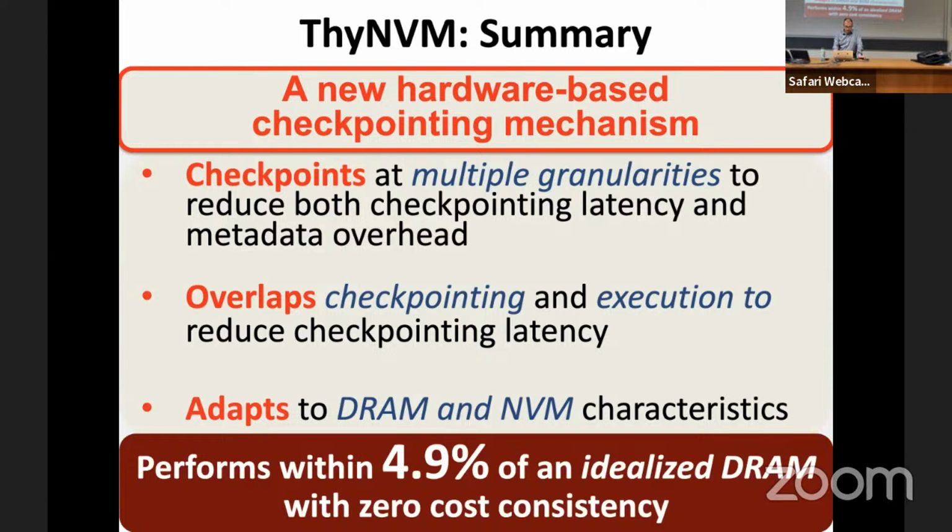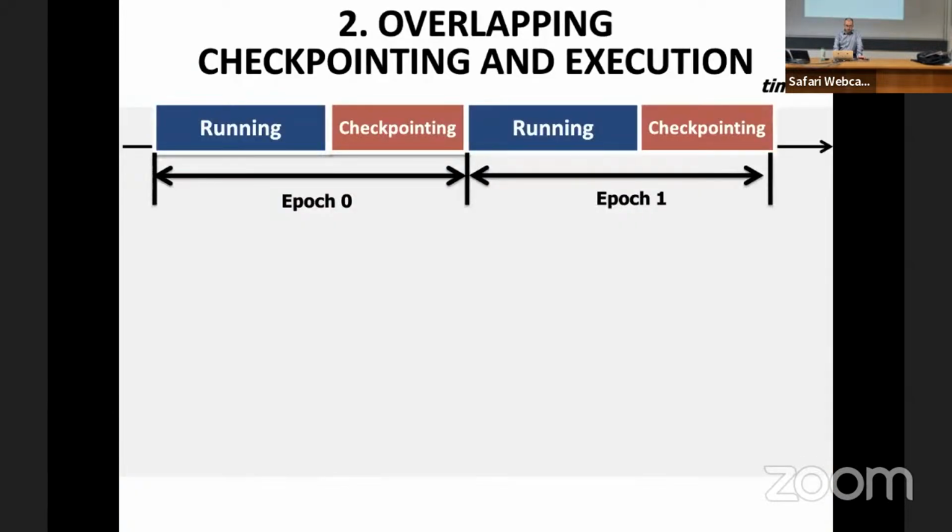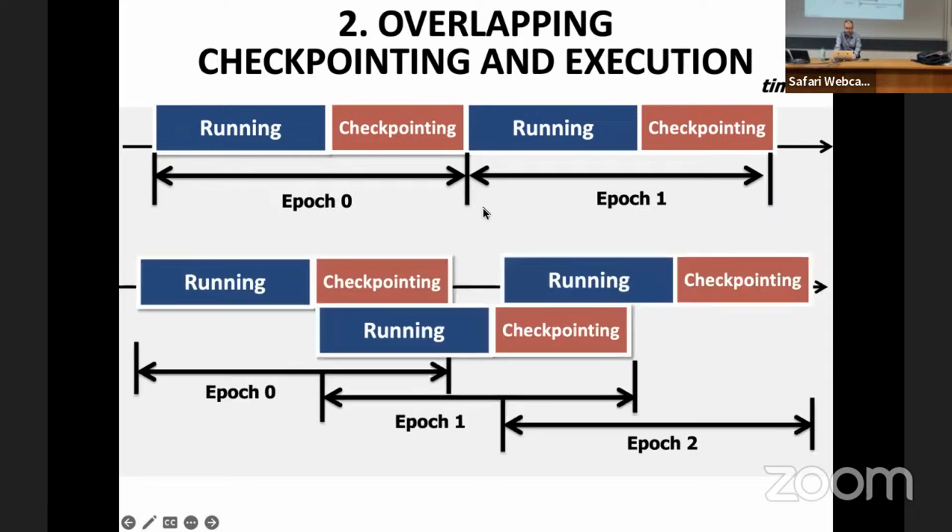But we get very good results. Our performance was within 5%, 4.9%, of an idealized DRAM with zero-cost consistency. We have also done work on how we can overlap checkpointing and execution, because if you run, then spend time to checkpoint, then run and checkpoint, that is quite dumb, right? Because you add a lot of overhead for checkpointing. So the idea is that you want to overlap checkpointing by running other kernels, other threads, or whatever. Essentially, you should be able to schedule them nicely such that you can overlap checkpointing and execution as much as possible.